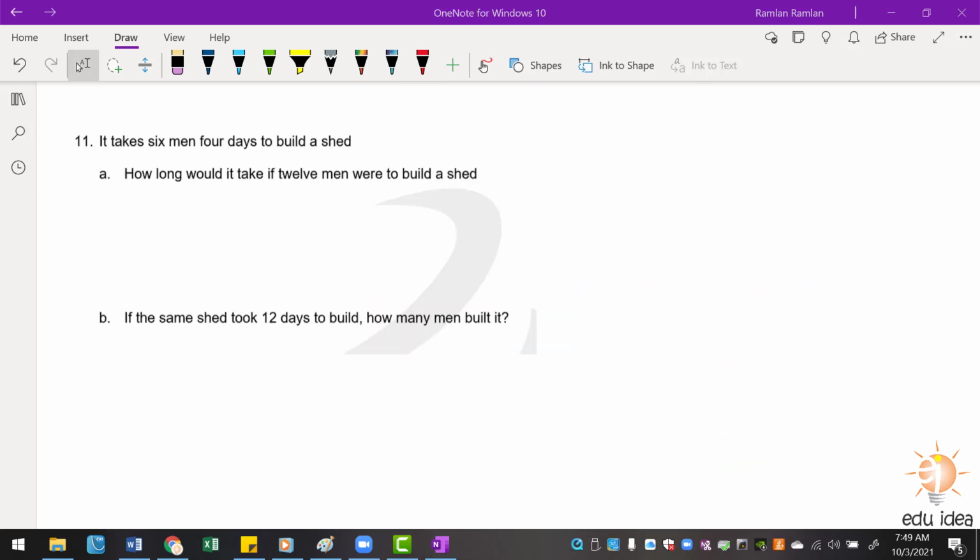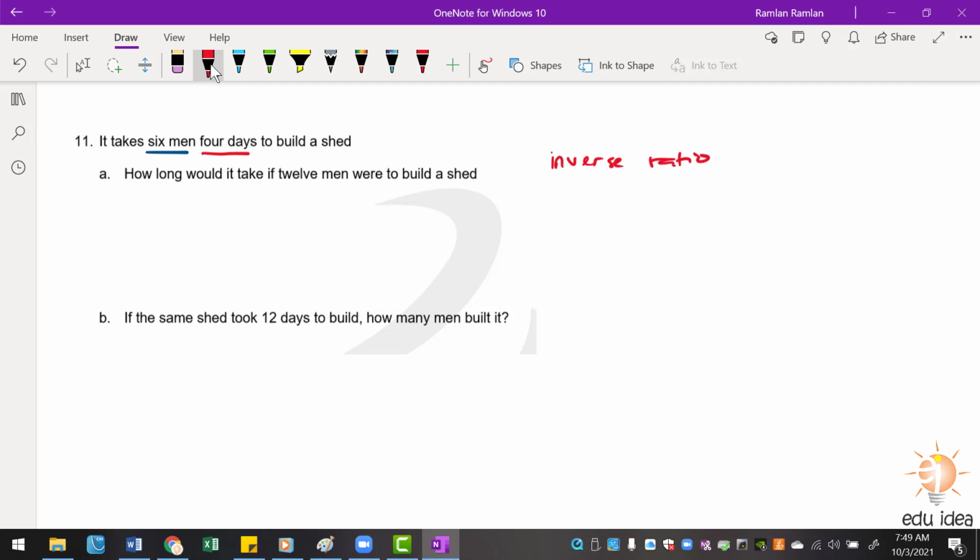It takes 6 men 4 days to build a shed. How long would it take if 12 men were to build a shed? For this question, we're going to use an inverse ratio. Why? Because if one is increasing, the other one is decreasing. For example, it needs 4 days for 6 men to build it. So if we are adding people, the time will decrease. It's getting faster, so we're going to use an inverse ratio.